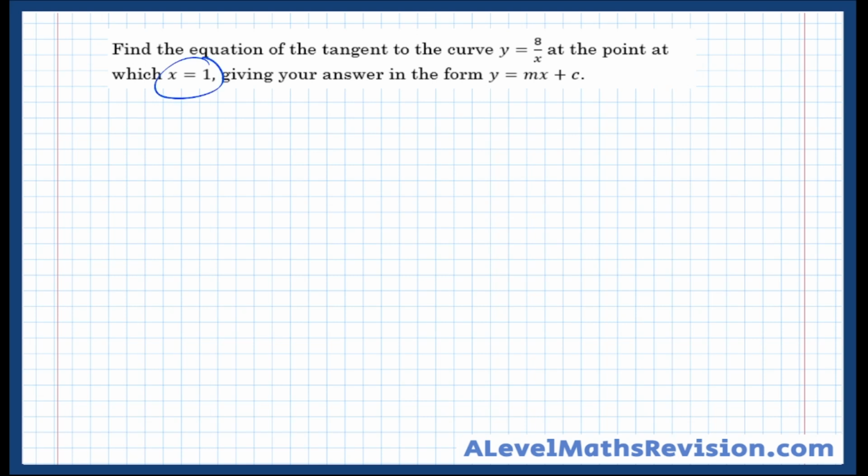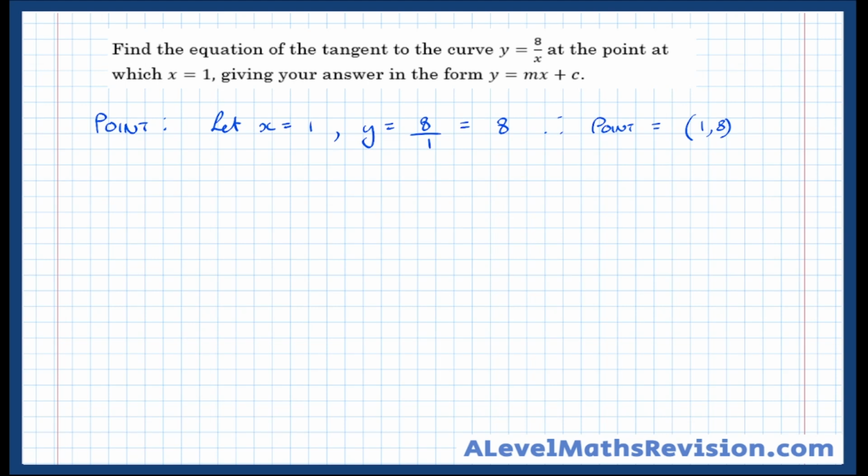Well, we've got the x-coordinate of a point on the line. So if we let x equal 1, we can find the corresponding y-coordinate by simply subbing it into the equation there. So y equals 8 over x equals 8. Therefore, the point is (1, 8). And now we need to find the gradient.